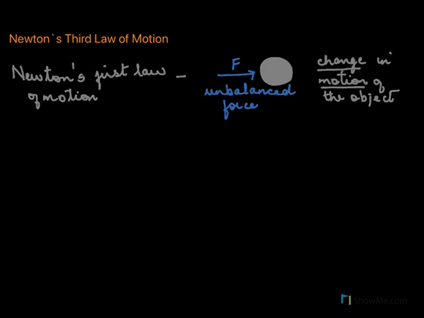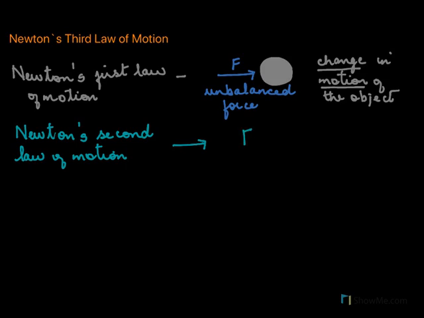Now Newton's second law gives us the magnitude of this force, and it says F equal to m into a, meaning this force that produces a change in motion. Change in velocity means an acceleration. The force produces an acceleration, and the magnitude of this force can be found out by the expression F equal to m into a.